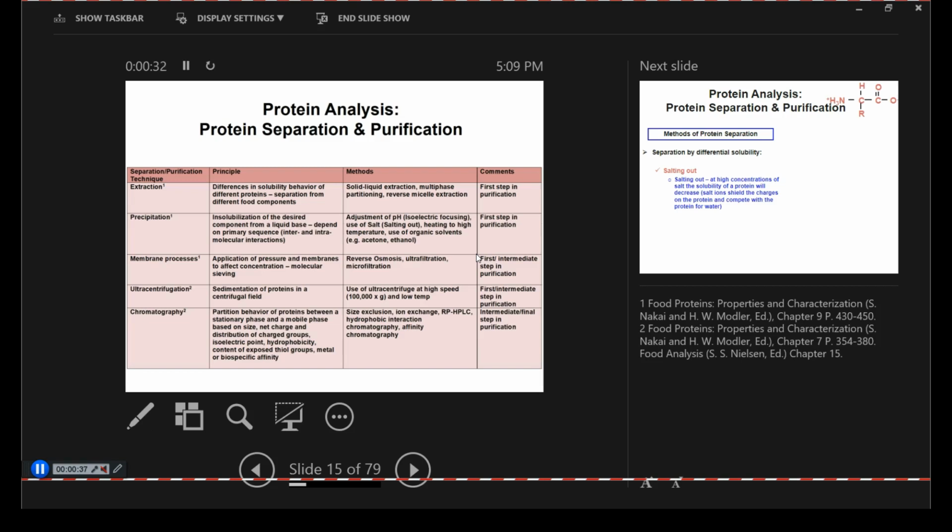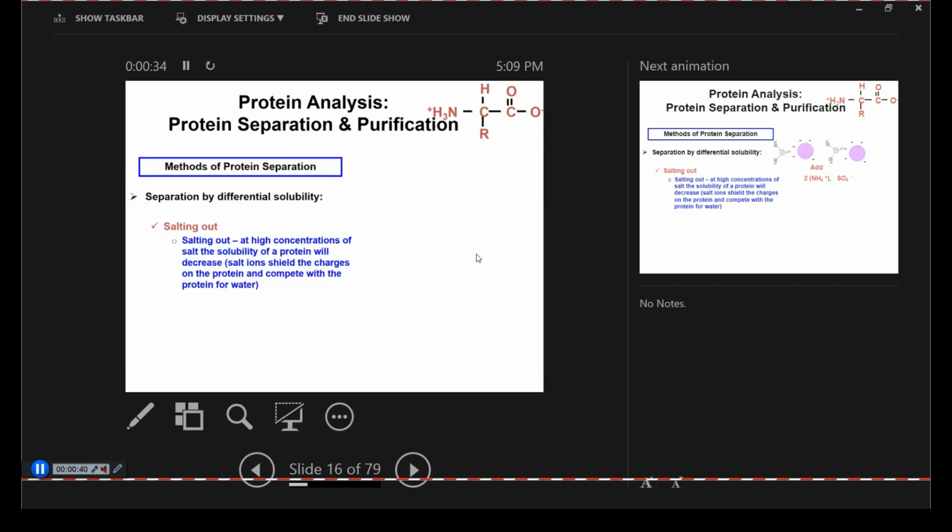So if we look at precipitation for protein isolation based on differences in solubility, one would be using salt. Using salt is a common way to separate protein from a matrix. You can either use salt to solubilize the protein, or if you want to precipitate it out, you can use the salting out technique. So I confused you. There is salting in and there's salting out. And I don't have the salting in here.